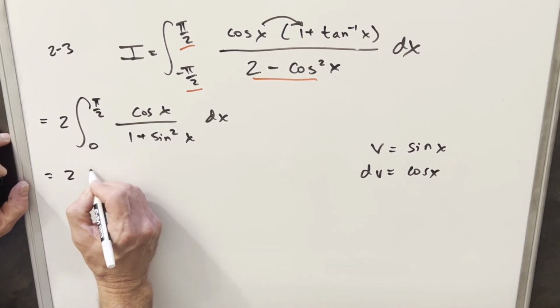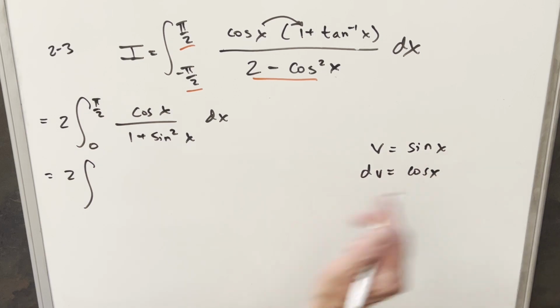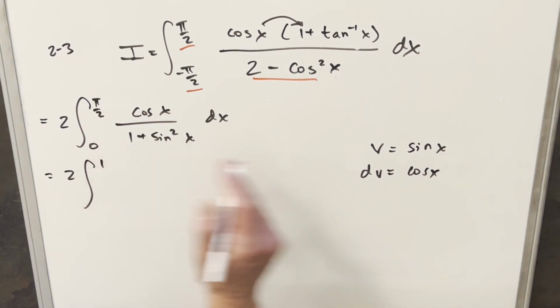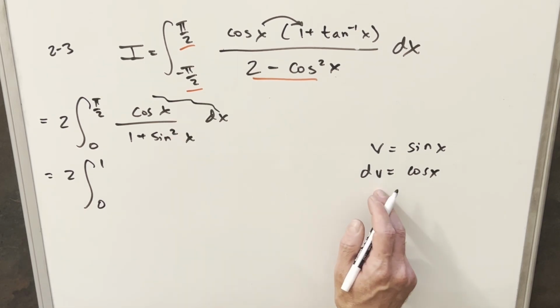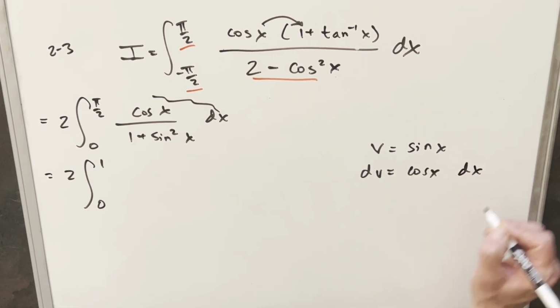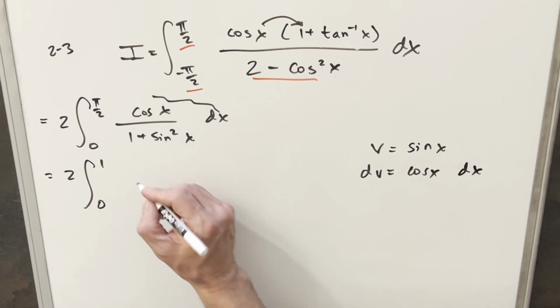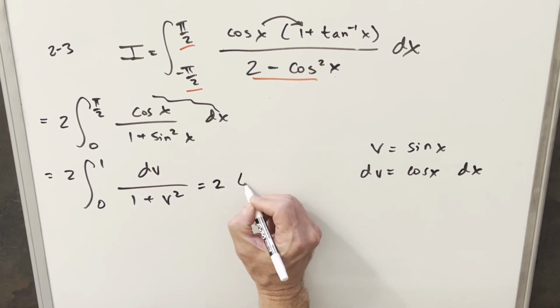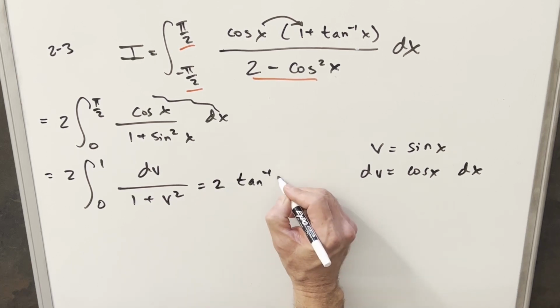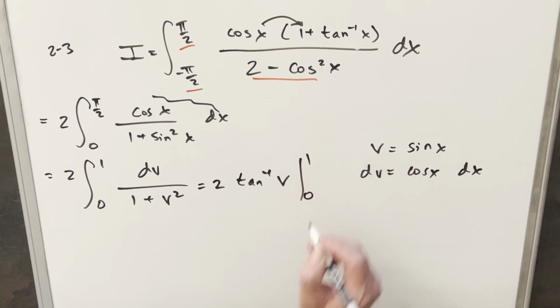So we'll bring our 2 out front. We'll plug pi over 2 in for x here, and so our upper bound is going to be 1. We'll plug a 0 in. Sine of 0 is just 0. And then our numerator is going to be just this dv value, but of course I forgot my dx. Sorry about that. So we'll have our dv here. And for our denominator, we'll have 1 plus v squared. But when we integrate this, this is actually just going to be arctan. So we're going to end up with arctan of v, just evaluated from 0 to 1.